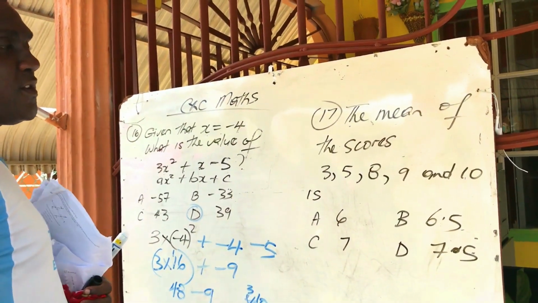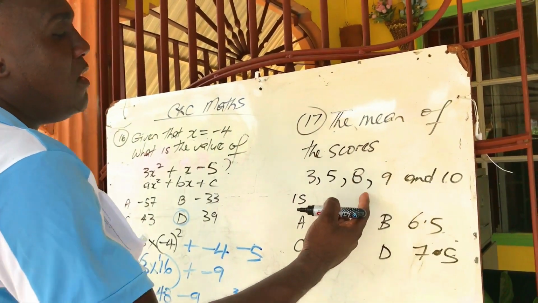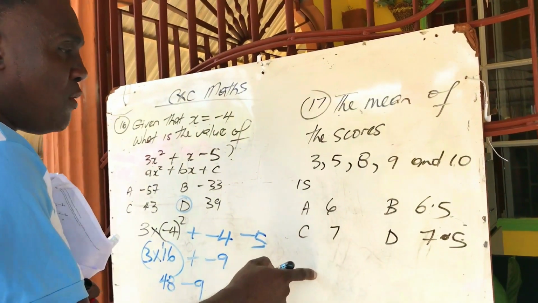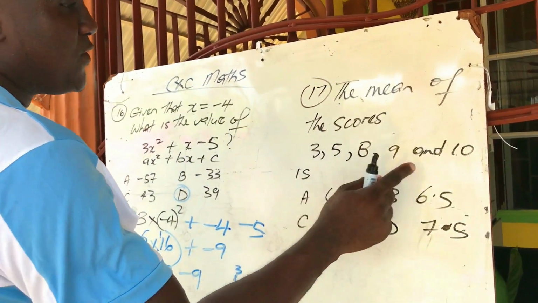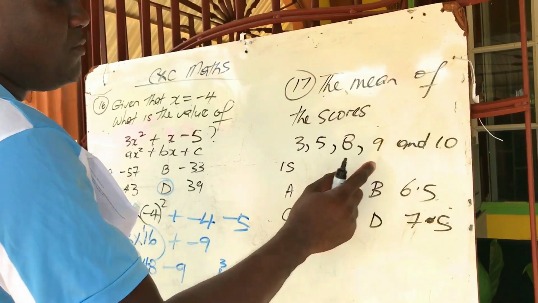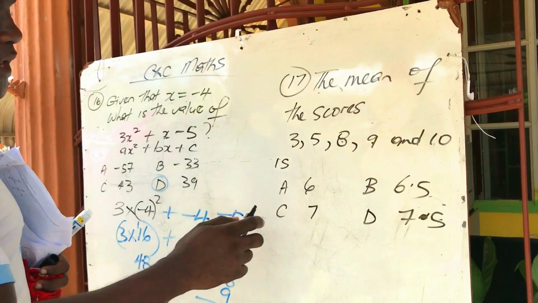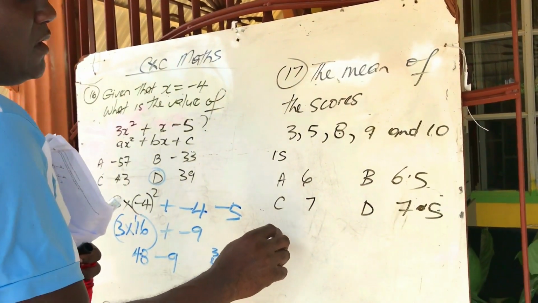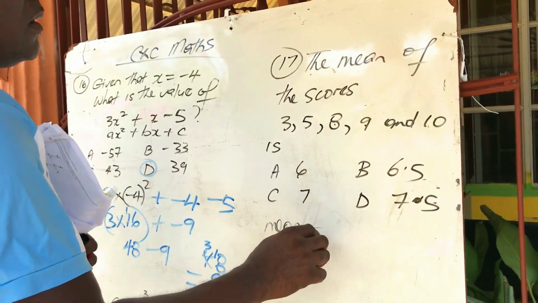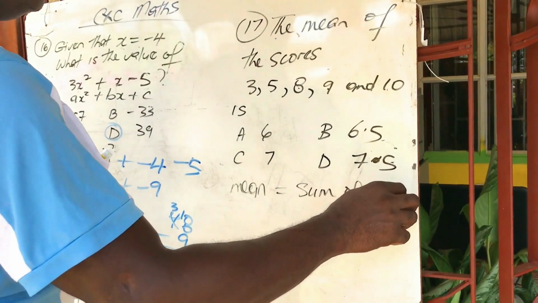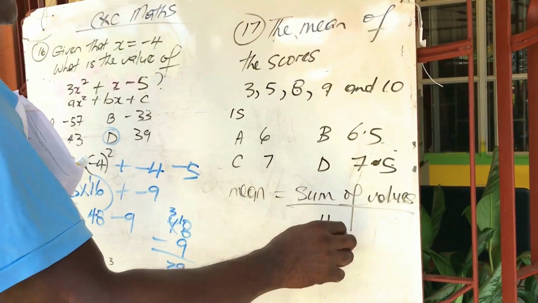The mean of the scores 3, 5, 8, 9, and 10 is. Now, based on a previous video, we said that mean basically refers to the sum of the values divided by the number of values. Now, how many values do we have here in this distribution? We have 1, 2, 3, 4, 5. So we can look at mean as the sum of the values divided by the number of values.